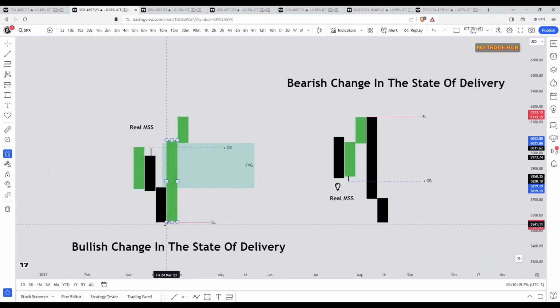Again, the safest stop will be beneath the low of the order block in the bullish example, and the safest stop in the bearish example would be above the order block.